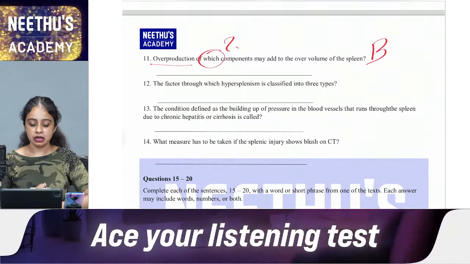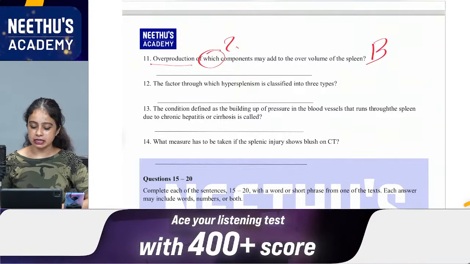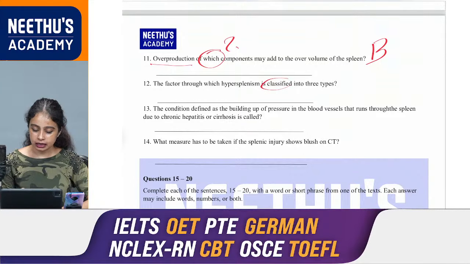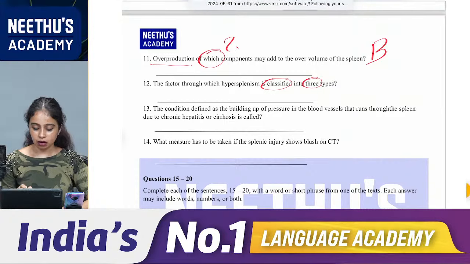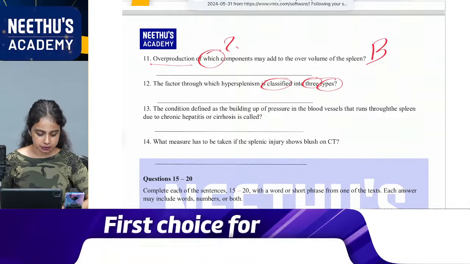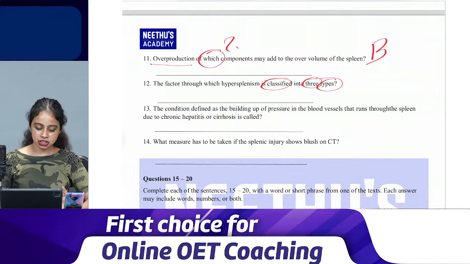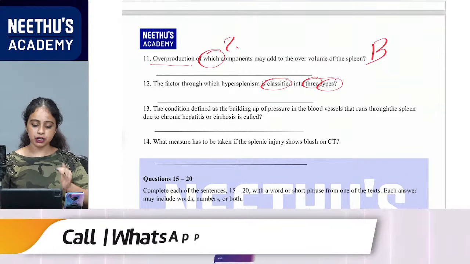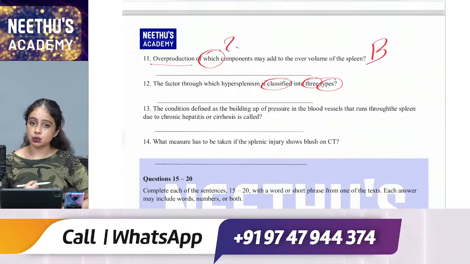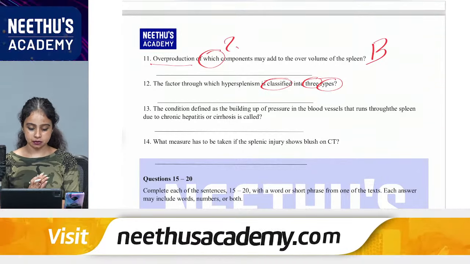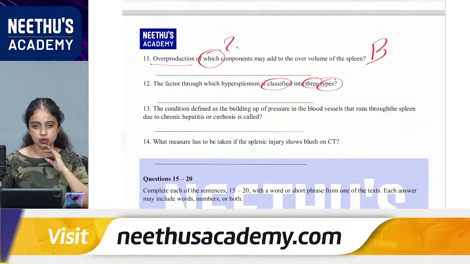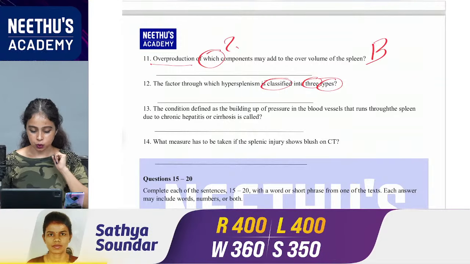Okay, the 12th one: the factor through which hypersplenism is classified into 3 types. My keywords are classified, 3 and types. Any idea? Vidya, the 10th question answer is leukopenia. Very good, dear. So what about your next ones, the 11th one and the 12th one? May I know in the comment? So what about the 12th one? The factor through which hypersplenism is classified into 3 types. So what is the factor?